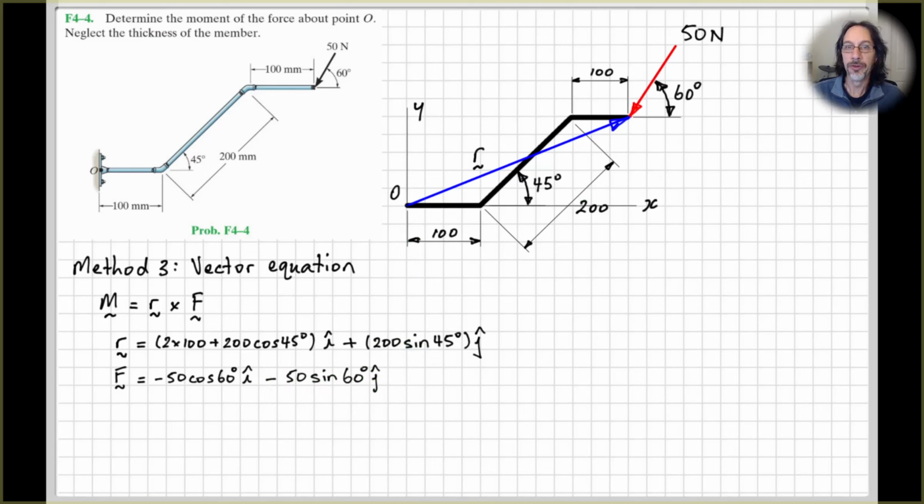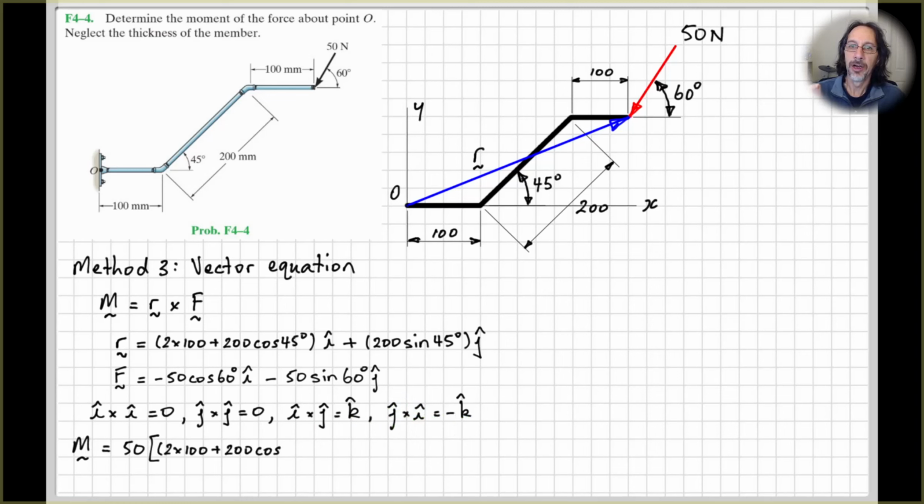Now that we have that, we've just got to do our cross product. Just reminding you that i cross i equals 0, j cross j equals 0, i cross j equals positive k, and j cross i equals negative k. There are a number of different ways of doing the cross product. I like to just multiply out for small problems like this. If you have larger vectors and matrices that you need to do the cross product for, you can use other methods. We're not going to worry about the i cross i's and the j cross j's. We know that they're 0. We're just going to worry about the i cross j.